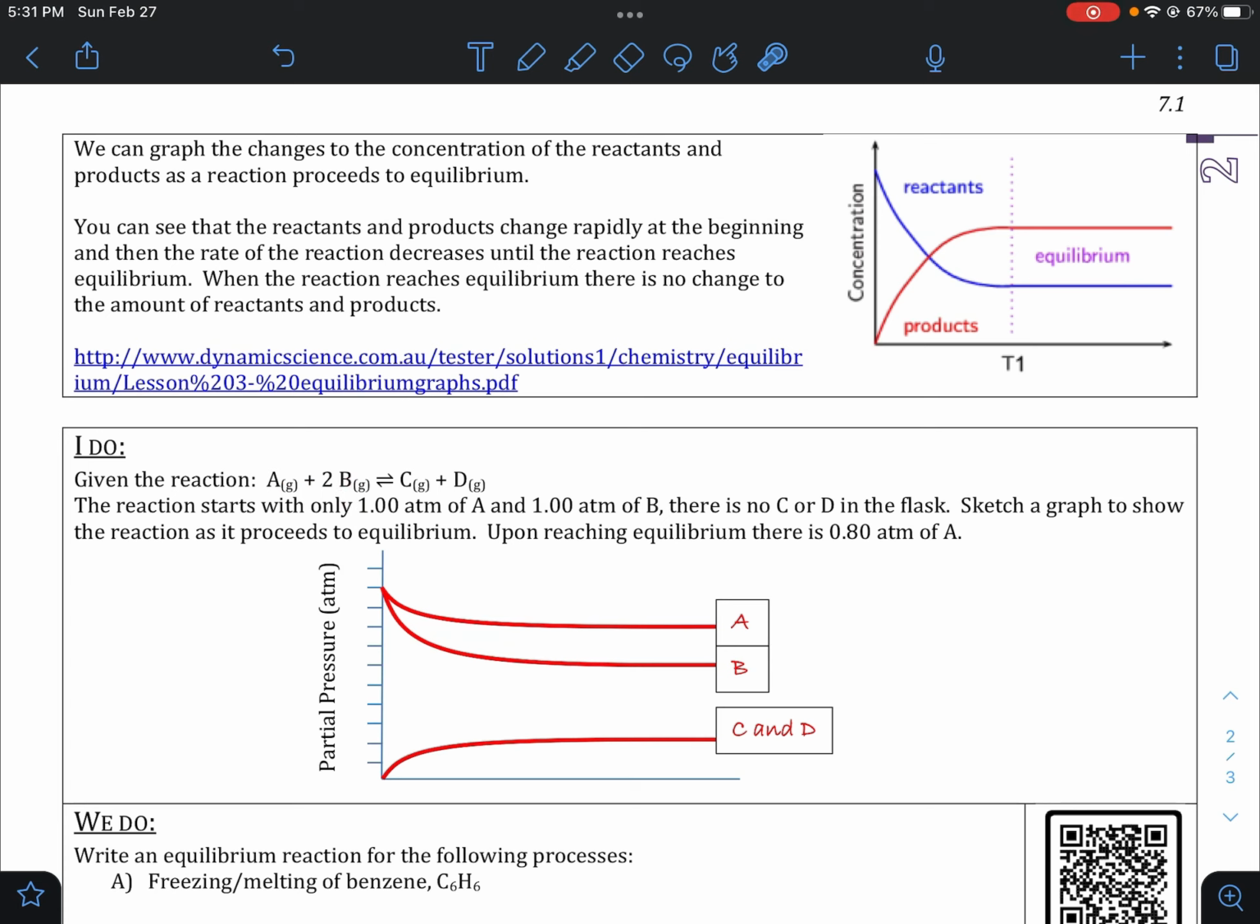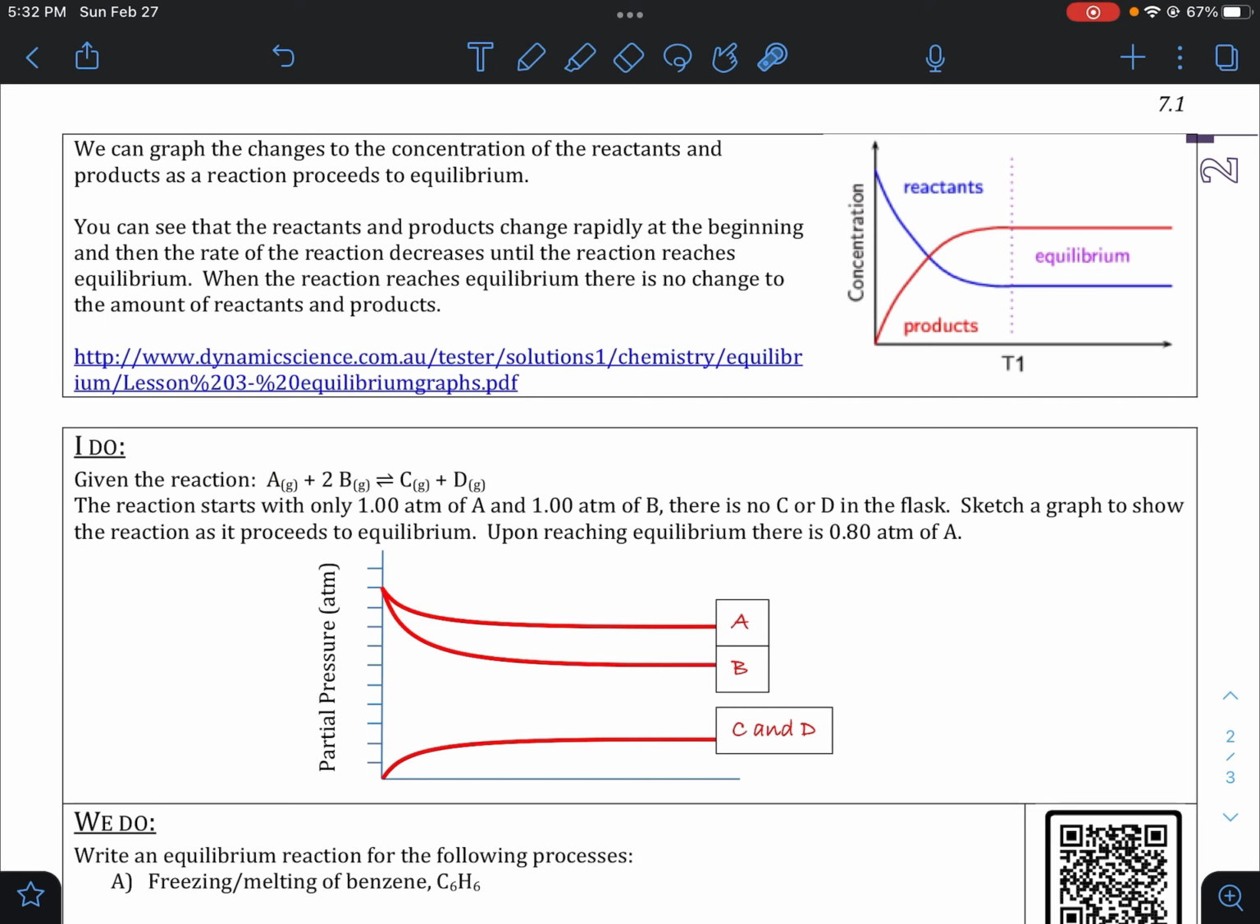Please don't let that freak you out. You just have to know how to use those values. So 1 atmosphere of A, 1 atmosphere of B, but there is no C or D in the flask. Sketch a graph to show the reaction as it proceeds to equilibrium. Upon reaching equilibrium, there is 0.8 atmospheres of A. Why would it be partial pressure? Because all of these are in the same container.